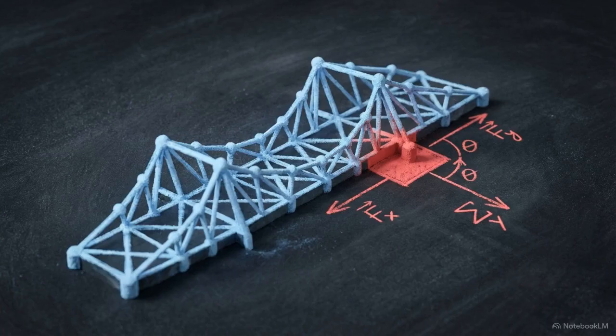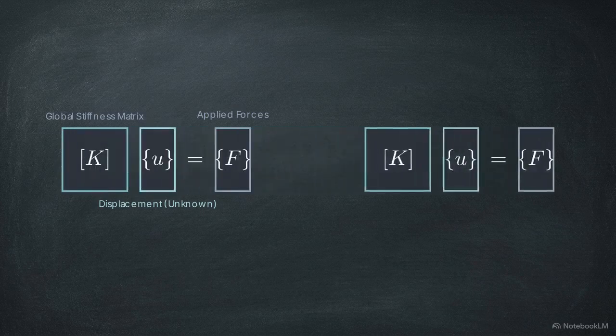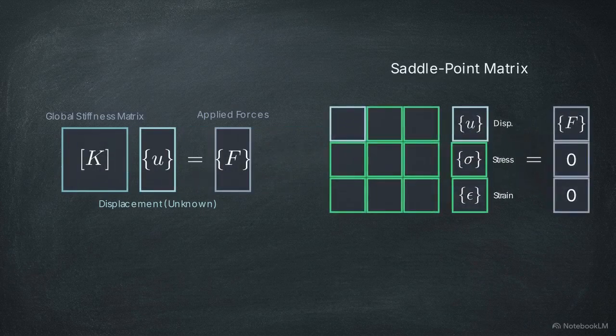The first necessary upgrade is a shift away from displacement-only calculations. This diagram compares matrix structures. Left is the classical formula, relating stiffness and displacement to force. Right, the mixed method expands into a saddle point matrix, adding independent blocks for stress and strain.